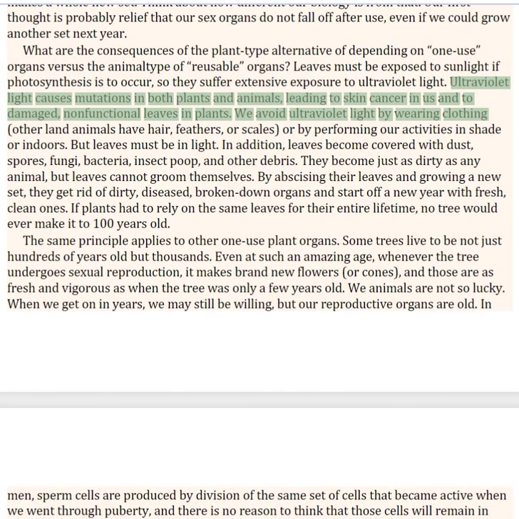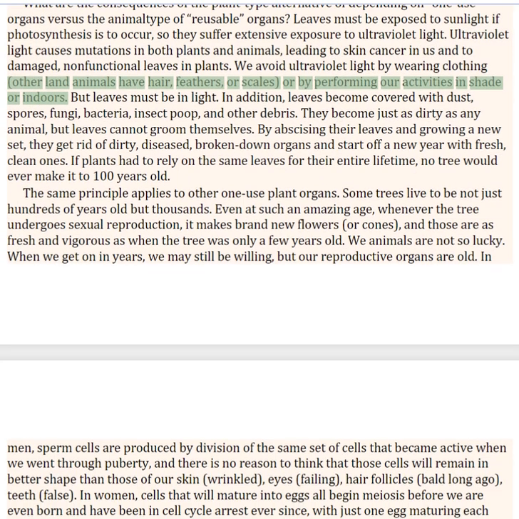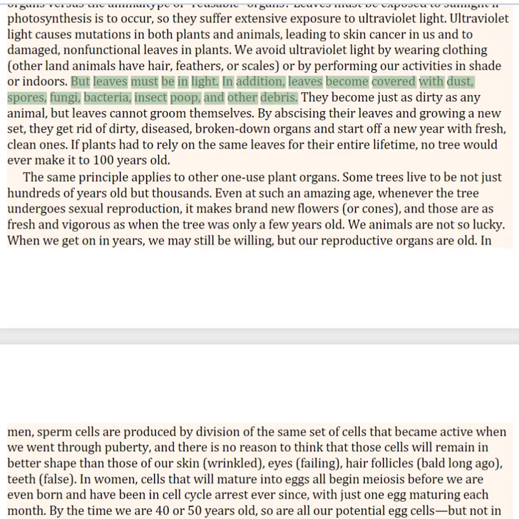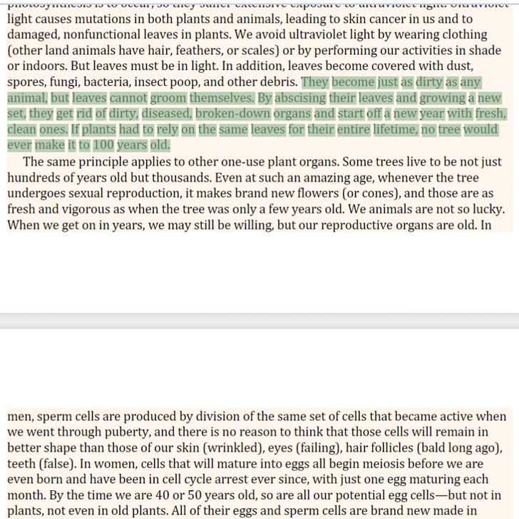Ultraviolet light causes mutations in both plants and animals, leading to skin cancer in us and to damaged, non-functional leaves in plants. We avoid ultraviolet light by wearing clothing, or by performing our activities in shade or indoors. But leaves must be in light. In addition, leaves become covered with dust, spores, fungi, bacteria, insect poop, and other debris. They become just as dirty as any animal, but leaves cannot groom themselves. By abscising their leaves and growing a new set, they get rid of dirty, diseased, broken down organs and start off a new year with fresh, clean ones.